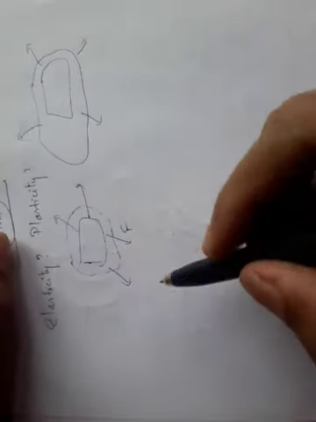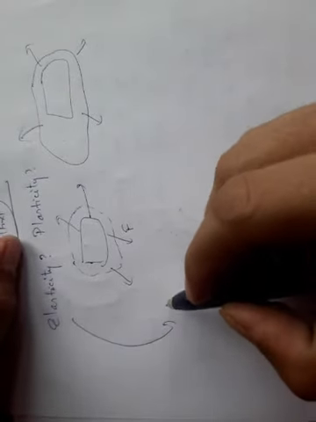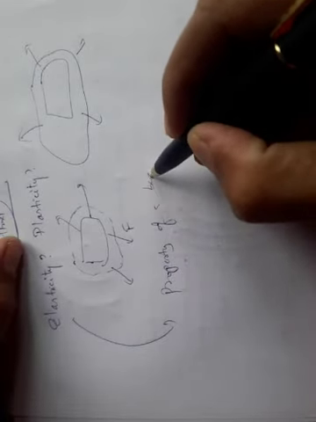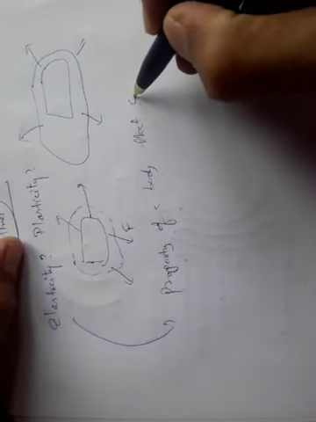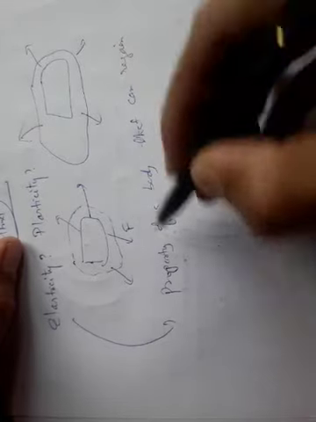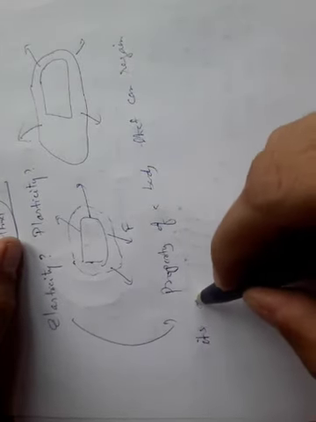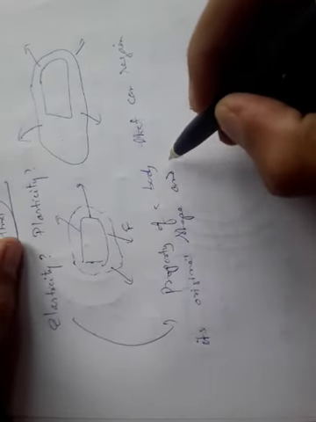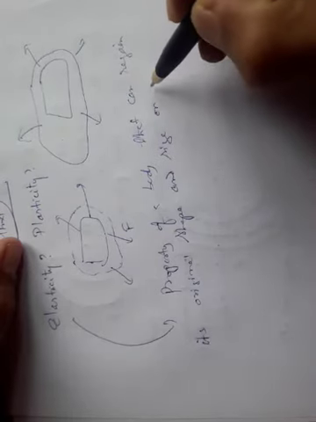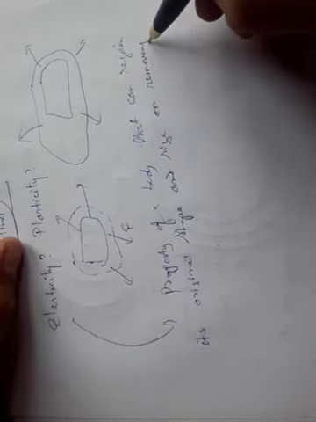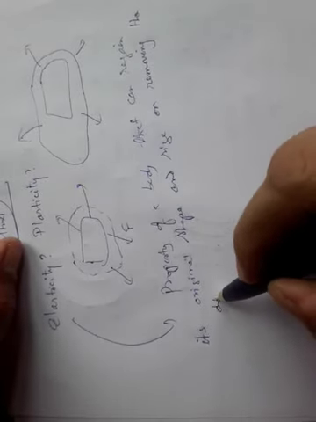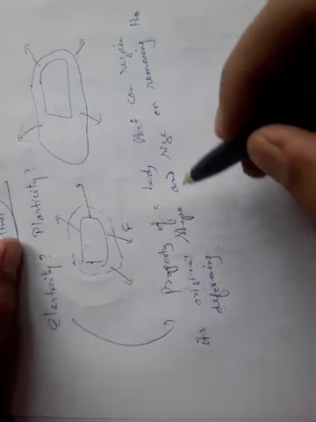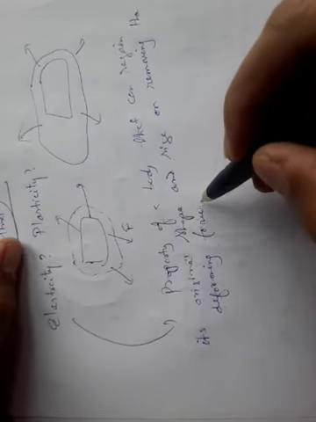Alright. So elasticity refers to the property of a body that can regain its original shape and size on removing the deforming force. So that property is what we call as the elasticity.